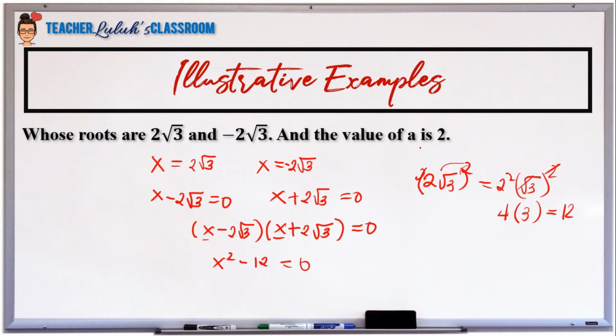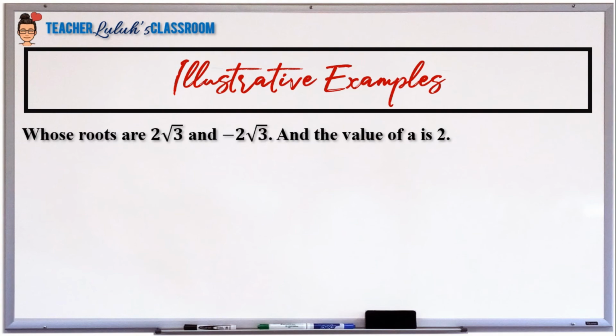Okay, may specification tayo ngayon. A is 2. So, multiply all by 2. So, that's 2x squared minus 24 equals 0. Voila. We now have our quadratic equation. It's 2x squared minus 24 equals 0. See? It just looks hard, but it's easy.